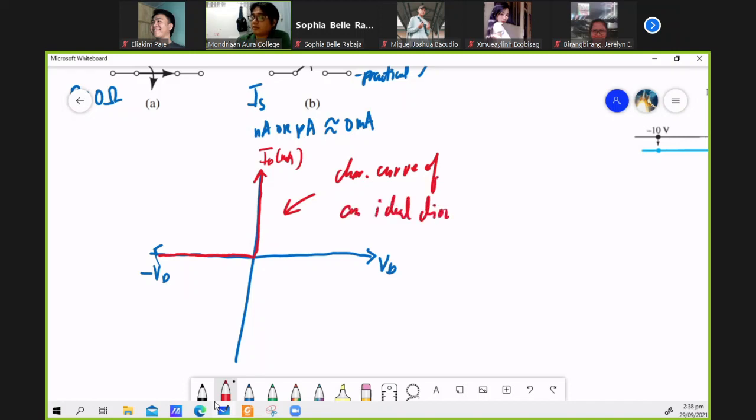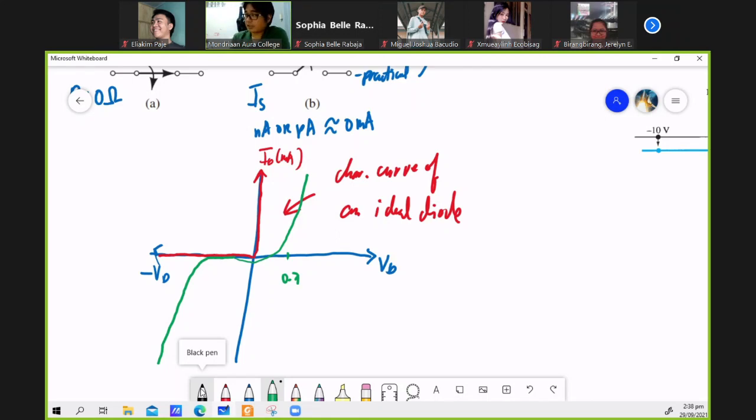Okay? Wherein, yung characteristic curve ng practical diode, so halimbawa 0.7, di ba? Hihintayin niya pa yung 0.7 bago siya mag-conduct. Okay? And then meron siyang Zener region or avalanche region. Okay? So yung kulay green, that is the characteristic curve of the practical diode, and yung kulay pula, yan yung characteristic curve ng ideal diode.